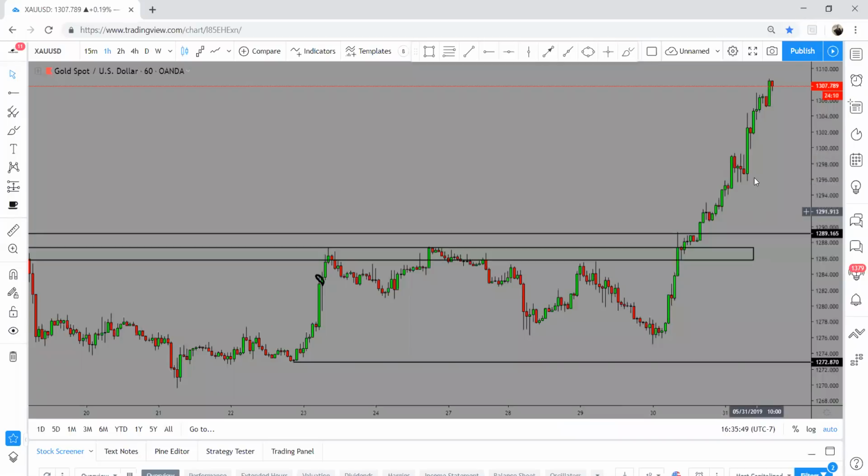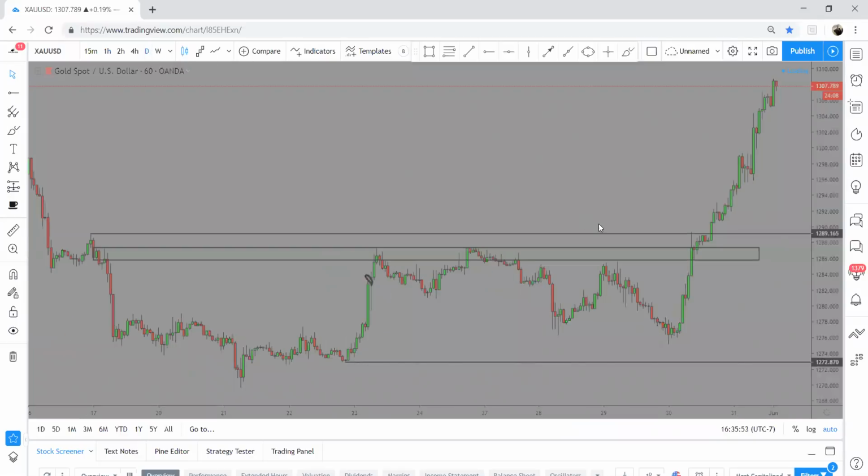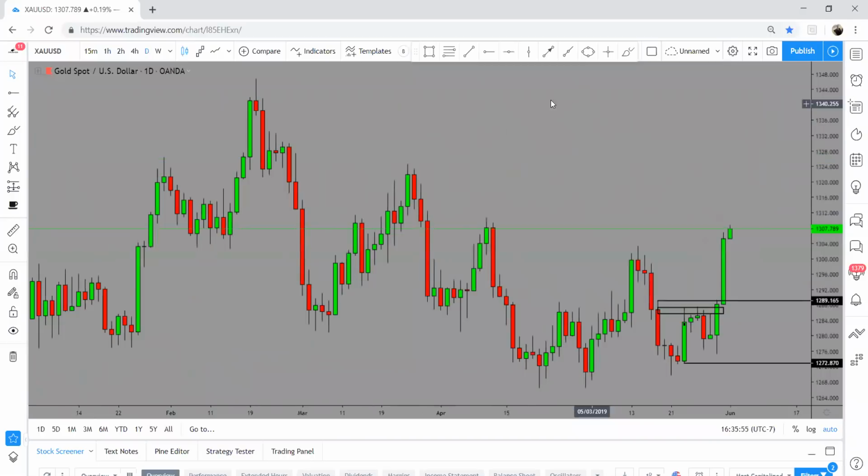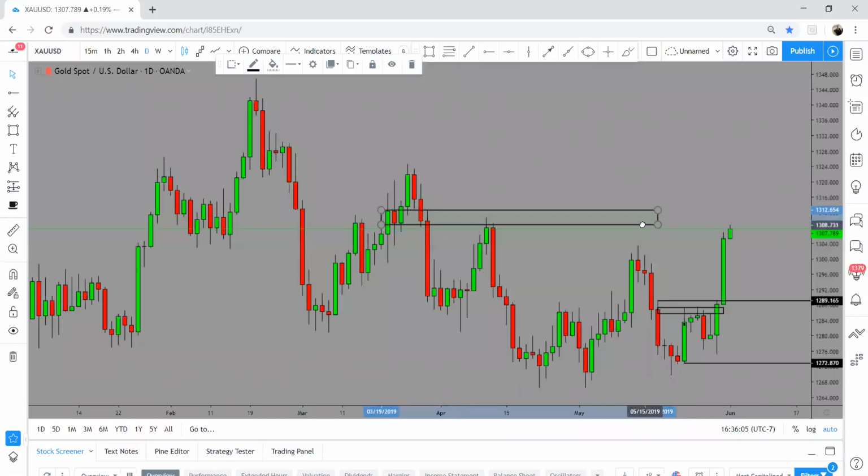Okay, so let's look for another supply and demand zone. Let's go to the daily on gold. People keep saying, where is gold going? Look at gold right now. Gold just hit a supply zone. But I didn't use that one. I used this one right here because it makes more sense to me. Gold right here, how do I know the pullback is done?